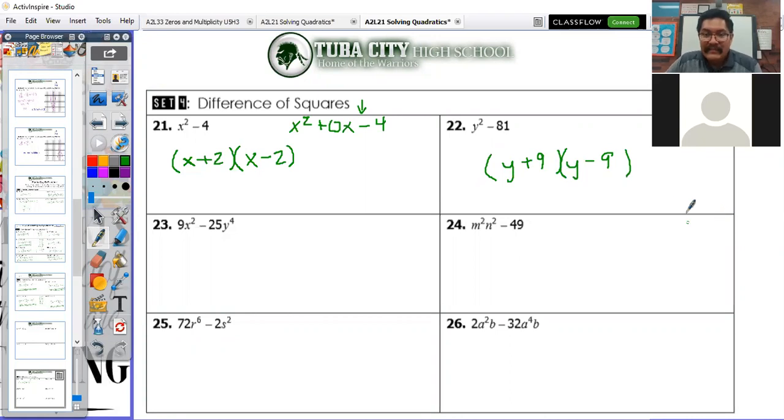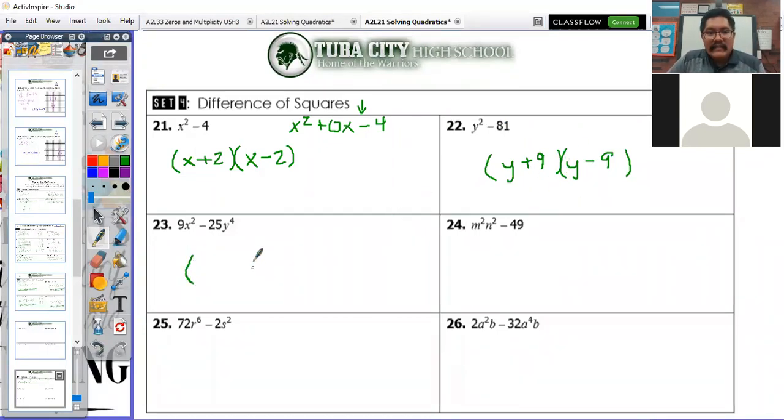And that's it. Check it. Y times y is y squared. Y times negative 9 is negative 9y. Plus 9y is 0y. So that's why it's not there anymore. It's gone. We ignore it. 9 times negative 9 is negative 81. So this is the right factored form.